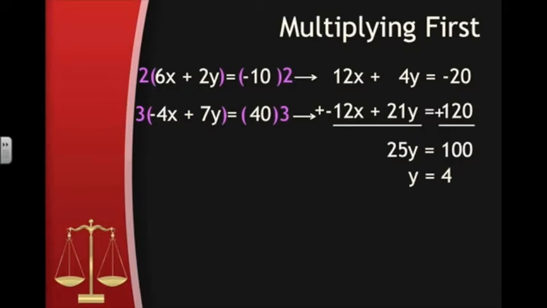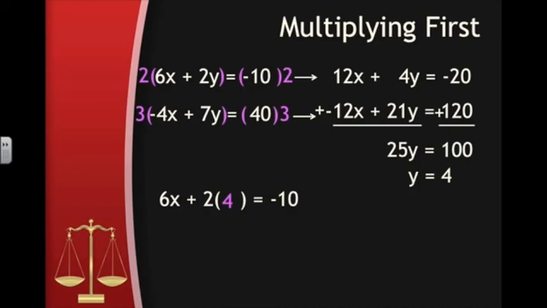Now that we know the y-coordinate of our solution, we need to substitute it into one of the equations to find the value of x. Again, we can substitute it into either of the two original equations, so I'll use the first one to get 6x plus 2 times 4 equals negative 10.